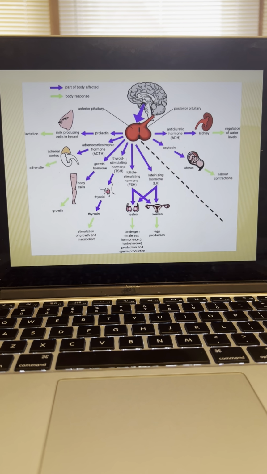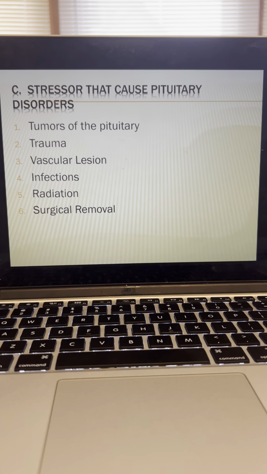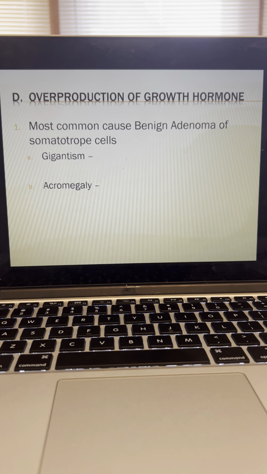So the first thing we're going to talk about are stressors that cause pituitary disorders. It might be a tumor of the pituitary, some type of trauma to the area, a vascular lesion that interferes with blood flow to the pituitary, or some type of infection. Maybe you've had radiation therapy for something and it's affected the pituitary, or a surgical removal. So the first one is overproduction of growth hormone. The most common cause is a benign adenoma of the somatotropes, and it causes gigantism or acromegaly.